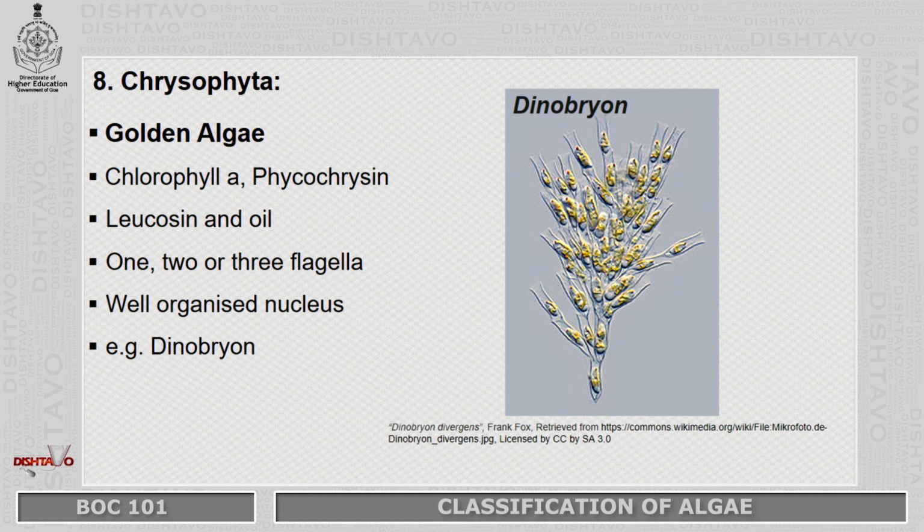Division 8 is Chrysophyta, called golden algae. Few members are included under this group. The major reserve food is leucosin and oil. They may have 1 flagellum, 2 flagella or they may have 3 flagella. These are also eukaryotes, and the best example for this is Dinobryon.